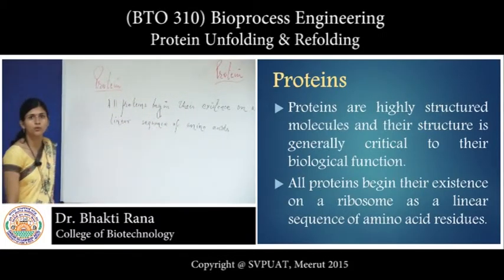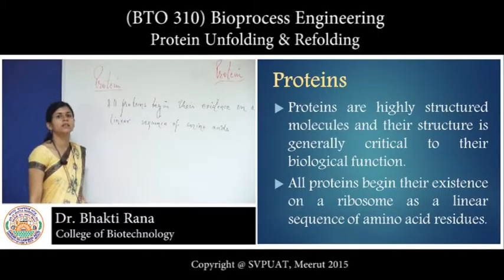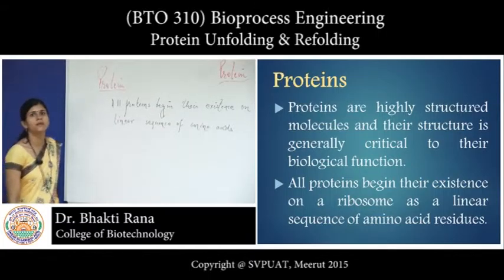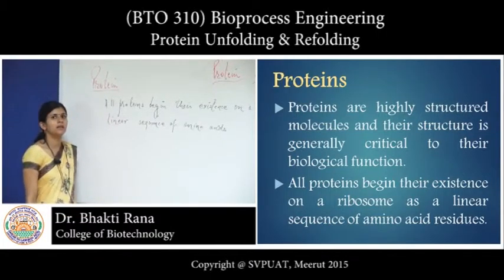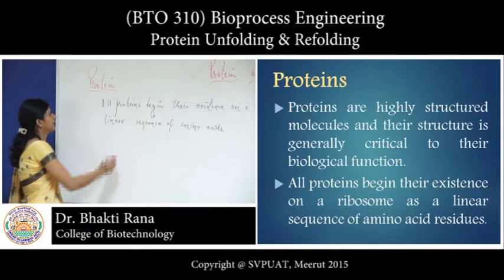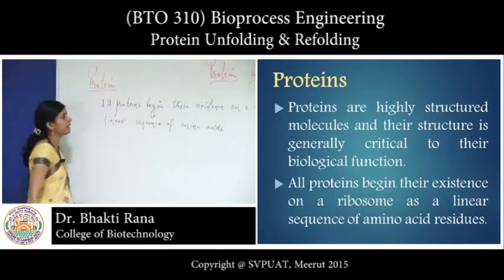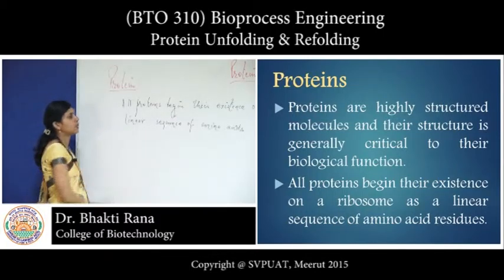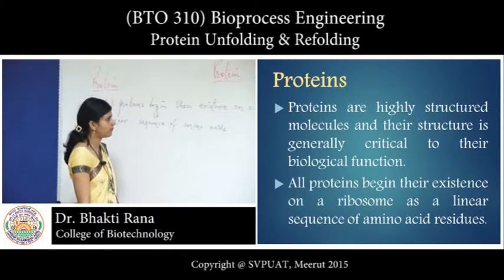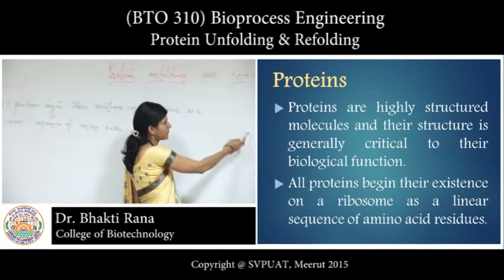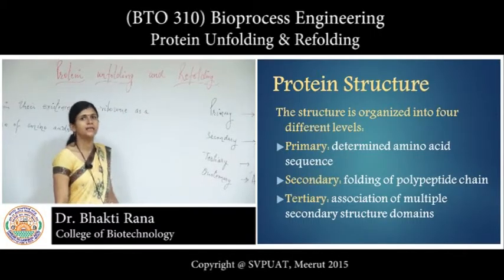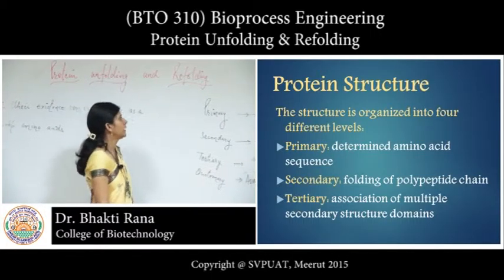You all know what a protein is. Proteins, carbohydrates, fats, they all are the main components in our body. We all take protein in the form of cereals or wherever protein is present. All proteins begin their existence on a ribosome as a linear sequence of amino acids. In the structure of proteins, we have primary structure, secondary structure, tertiary structure, and then quaternary structure.